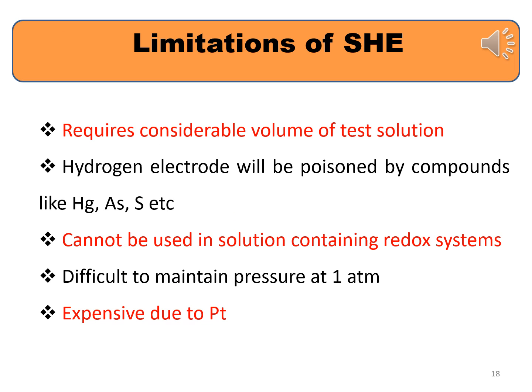There are certain limitations for SHE, and some of them are: it requires a considerable amount of test solution to conduct the experiment. The electrode can be easily poisoned by the presence of mercuric, arsenic, sulfur, etc. SHE cannot be used in a solution containing a redox system, and it is very difficult to maintain a pressure of 1 atmosphere. Also, the apparatus is very costly due to platinum.